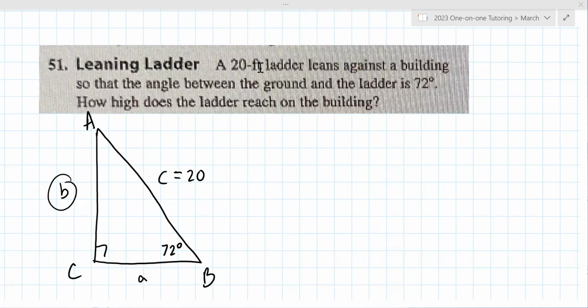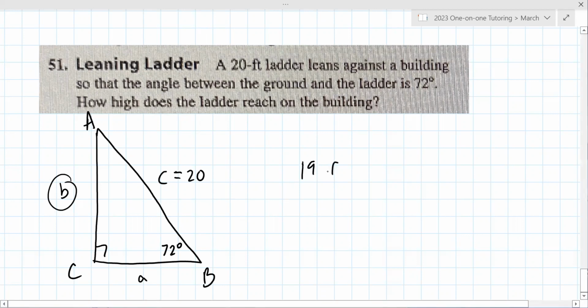I got 19.02. Okay, so we'll call it 19 feet. Yes. Now, is it possible for a 20-foot ladder to be more than 20 feet against the wall, or the height of the wall? No.